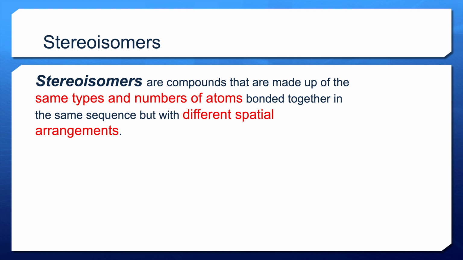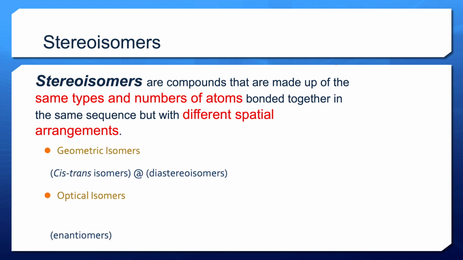And then here, what is a stereoisomer? Stereoisomers are compounds that are made up of the same types and number of atoms bonded together in the same sequence but with different spatial arrangement. So in this part, we discuss geometric isomers, or you can call them cis-trans isomers or diastereoisomers.